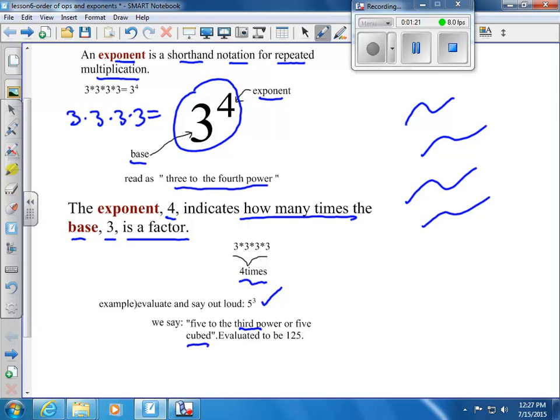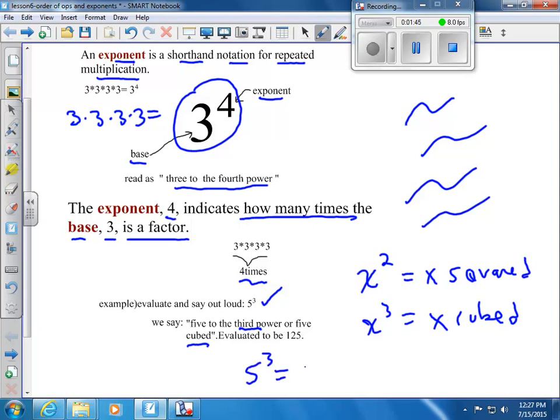Certain powers have other names. For example, x to the 2nd power, you could also call x squared. X to the 3rd power, you can call x cubed. All right? And if we evaluate 5 to the 3rd power, now we know that means 5 times 5 times 5, because the 3 tells us how many times to carry out that multiplication, how many factors of 5 exist in that expansion. So 5 times 5 times 5 is 125.